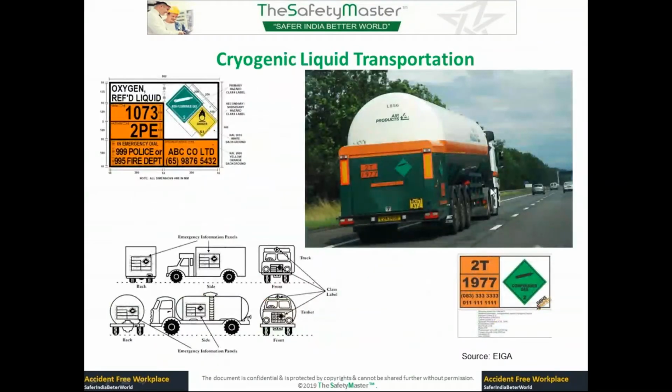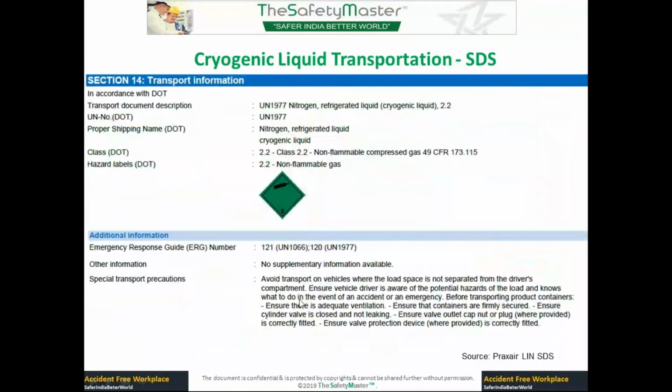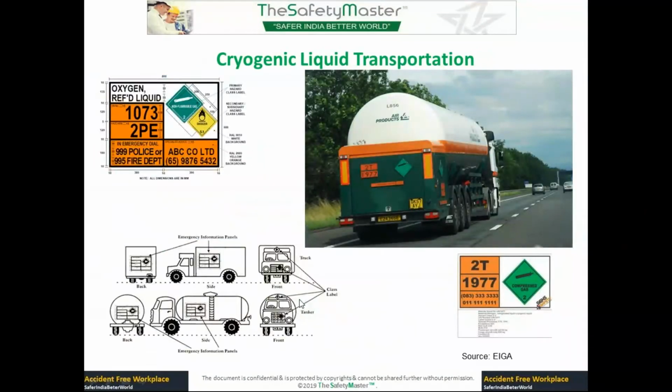For example, on a liquid nitrogen tanker you will see 1977. It means the UN number is 1977, and the hazard category is 2, non-flammable. You'll find this on all tankers, with the phone numbers and so on. The orange board will be placed on the front and the back.